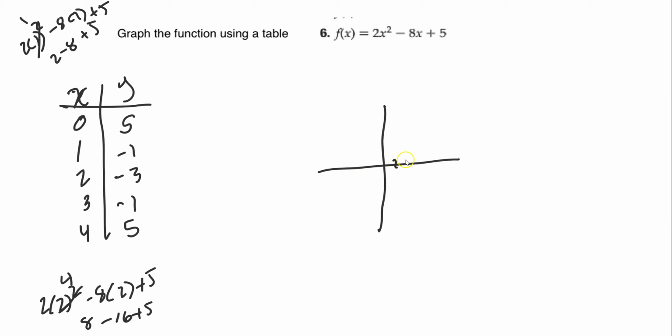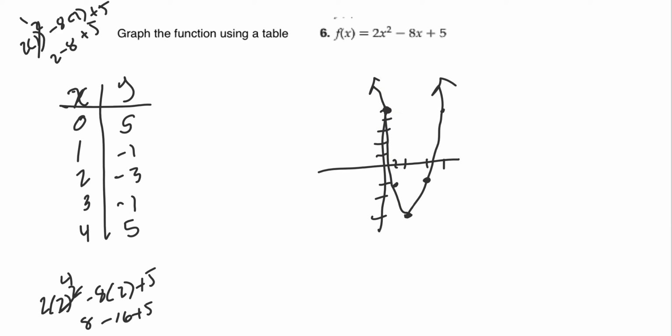2, negative 3. 0, 5, probably should start there. There's 0, 5, and then 1, negative 1, and then 3, negative 1, and then 4, 5. And you get this parabola. That's a bad graph, but that's the idea, a parabola.